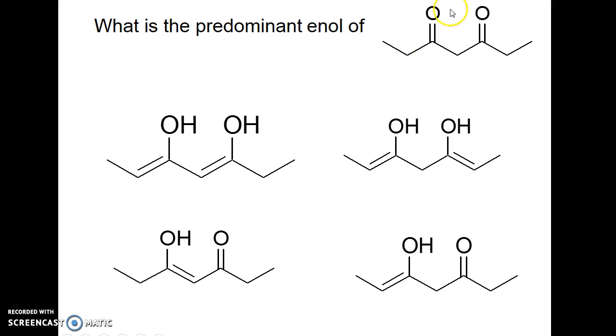What is the predominant enol of this dicarbonyl compound? Well, you're not going to form a dienol. So what enol will form? I want to throw these out because you won't form a dienol. If I look at this one and this one, it's between those. Which way would the enol be more stable? Well, here the ene is conjugated to the carbonyl, so it's more stable and it would form.